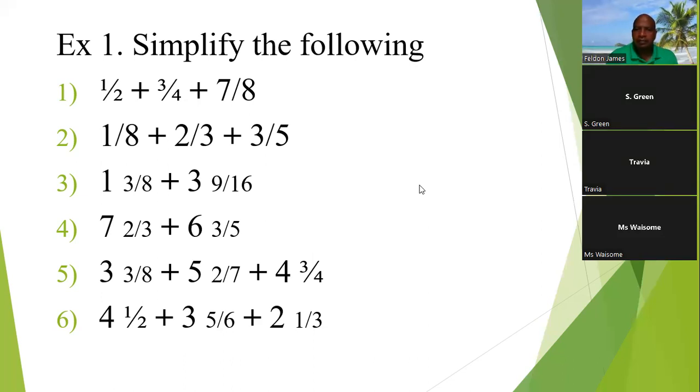All right, so I'm going to start off with question 2. Ms. Wasom, you want to walk me through this one? Yes, sir. Sir, are you hearing me? Yes, I'm hearing you. All right. So first, we'd find the lowest common multiple.